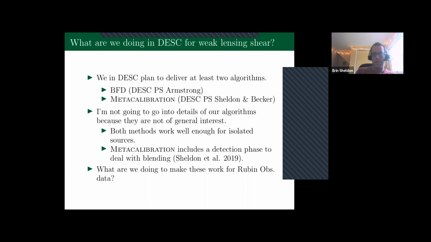One is BFD, Bayesian Fourier domain, and the other one is metacalibration. Bob Armstrong is working on BFD, and Matt Becker and I are working on metacalibration. I'm not going to go into details of the algorithms because I think they're not of general interest. They would take a lot of time. Just to say that we think they're very promising and they're worth the effort to work on this. So what I'm going to talk about is what we're doing to make these work for Rubin Observatory data.